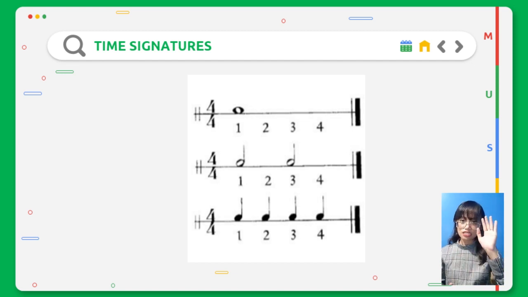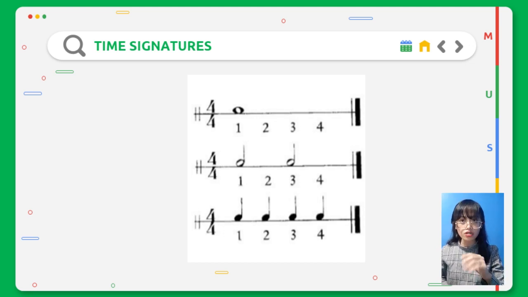When you conduct it, 1, 2, 3, 4. Okay. On the next one, there are 2 half notes there. So, the first half note, 1, 2, 3, 4.